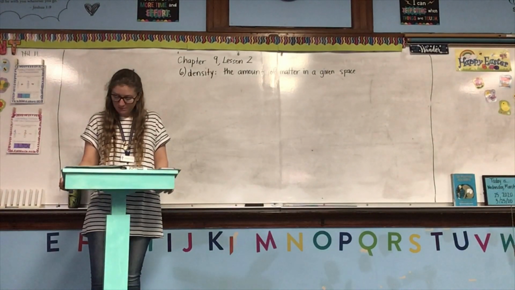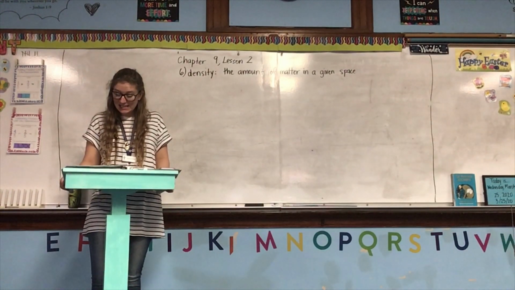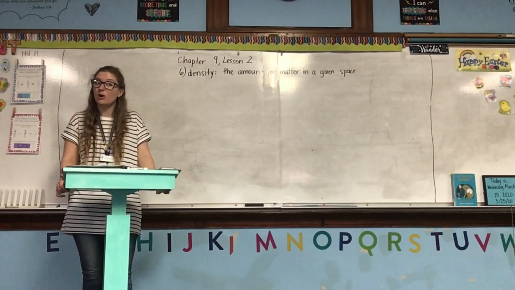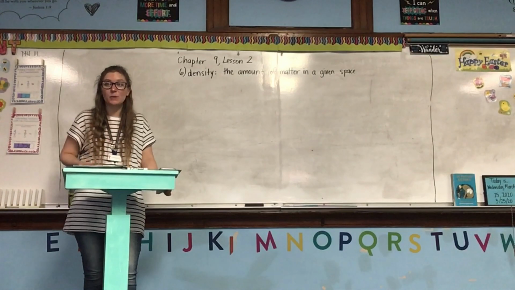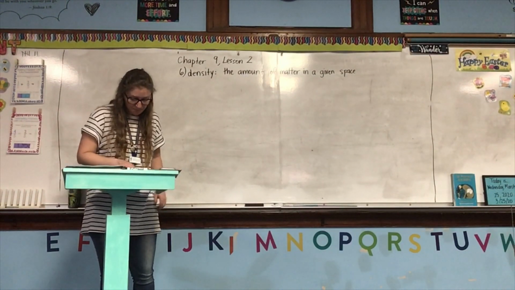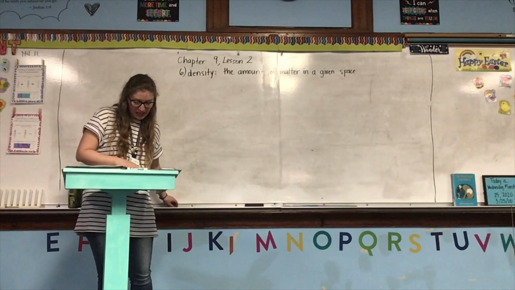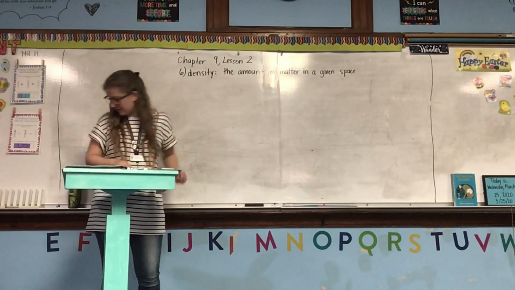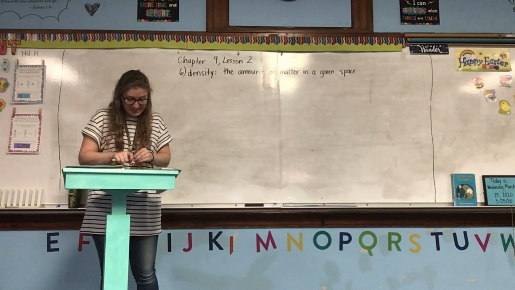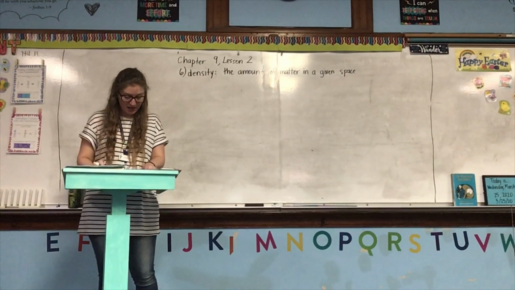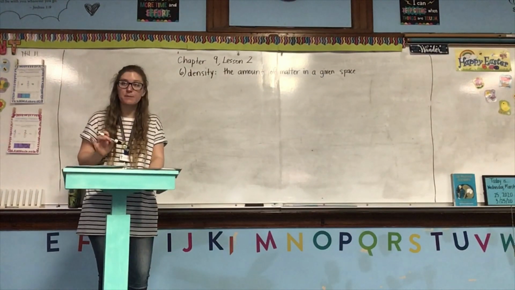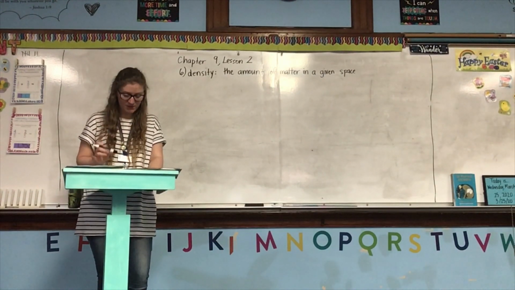Problem and solution. What is the density of a cube with a mass of 8 grams and a volume of 1 cubic centimeter? Oh, so we have to go back to what it said. Here it is. Okay. It says to find the density of an object, divide its mass by its volume. It says it in the second paragraph.